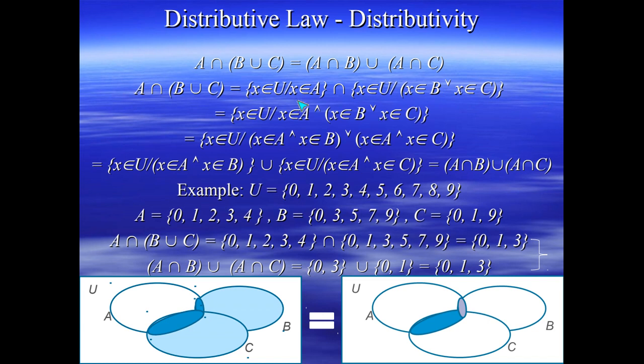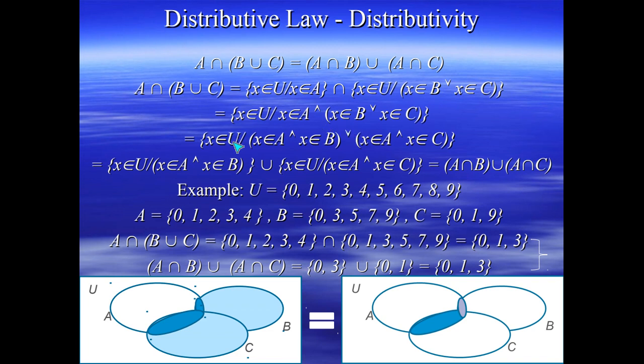But what does it mean? If there is an AND here, X should be an element of A. And besides, it should be an element of B or an element of C. So what does it mean? It means X is an element of U such that X is an element of A, it is obligatory, which is AND, and X is an element of B, or X is an element of A and X is an element of C. If it is an element of A and B, it's okay. If it's an element of B and C, it's okay again. And if it's an element of A and B and A and C, it's okay again. So there is an OR in between.